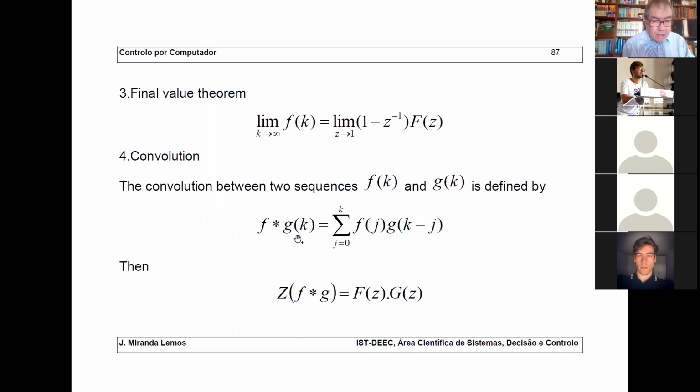And then an important result. Suppose that you have the convolution of two sequences, which is defined by this summation. Looks awful, isn't it? Fortunately, we're not going to use it very much, but conceptually, it's quite important. If you apply the z-transform to the convolution, you get the product of f of z times g of z. So you get the product of the z-transforms of the functions f of k and g of k, exactly as in the Laplace transform.